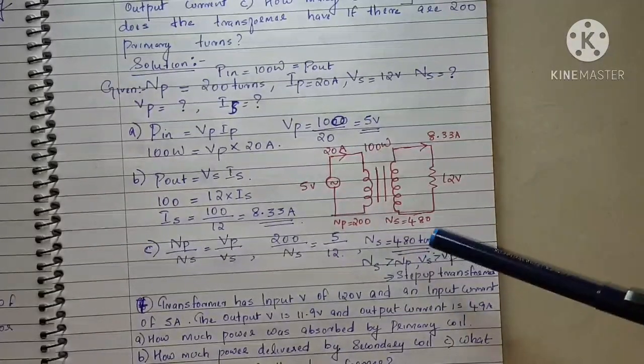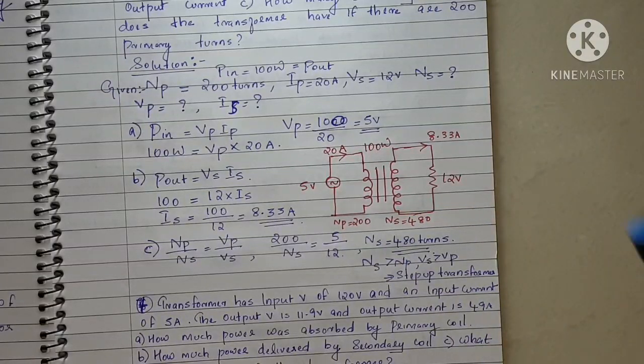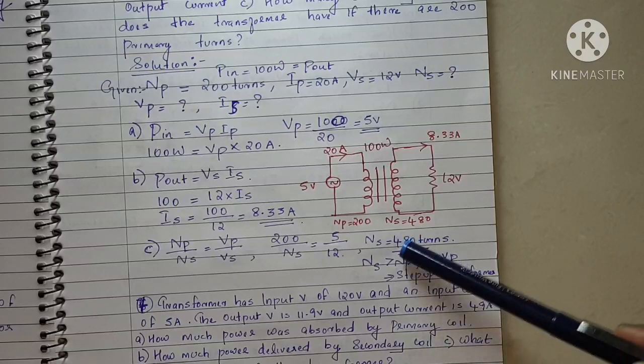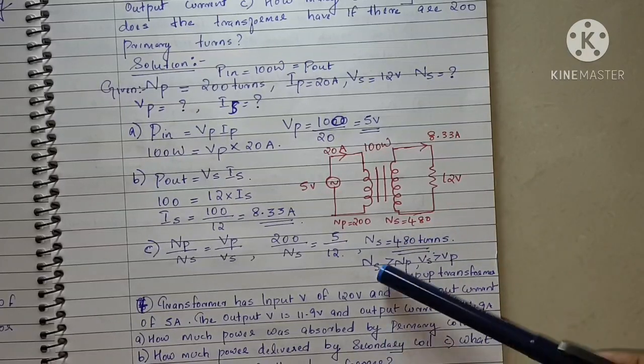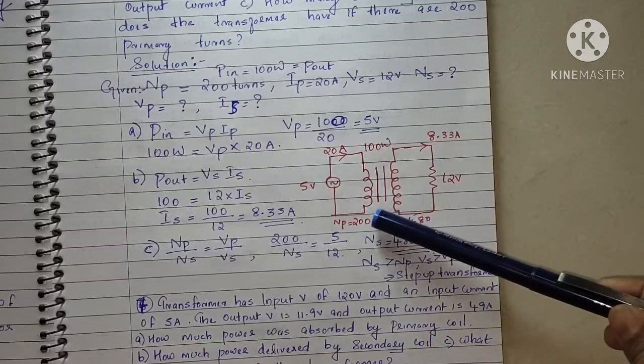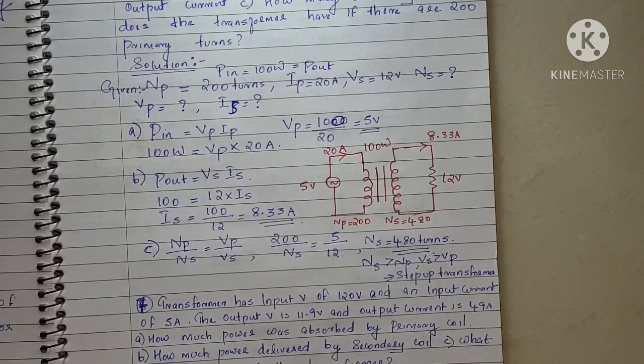Next, we'll find out the secondary side turns using this equation, NP by NS equal to VP by VS. It is given primary turns is 200 by NS equal to VP is 5 volt and VS is 12 volt. So NS is equal to 480 turns. Since NS is greater than NP and VS is greater than VP, it is a step up transformer.